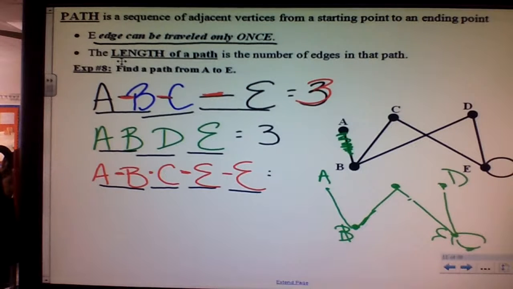But remember, if I get rid of D to E, that means B to D comes back into play. You can only remove one edge at a time. What about the E circle? So you can't remove the E circle?